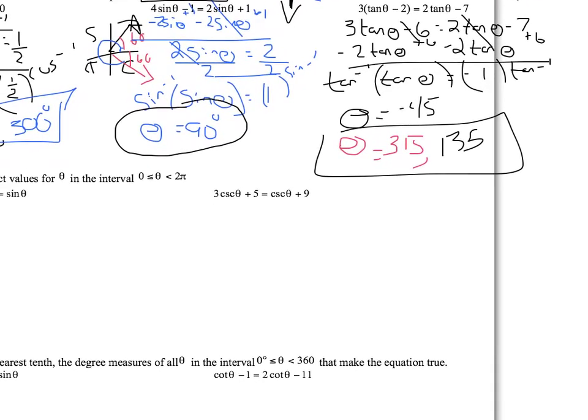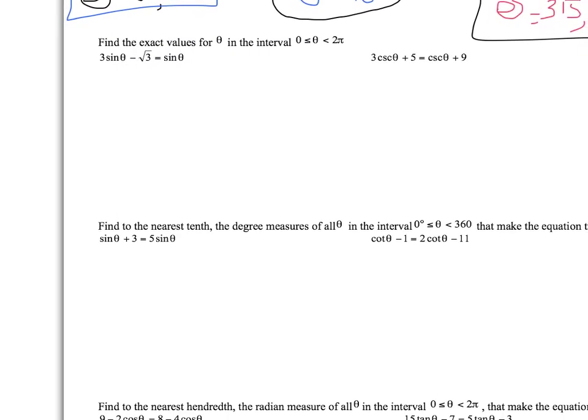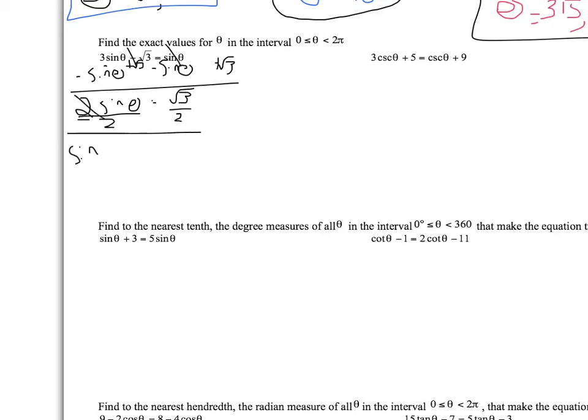Now let's practice with some more of these. Let's do this next one. 3 sine theta minus radical 3 equals sine theta. I'm going to move the sine theta to the left, and I'm also going to add the radical 3. So I'll have 2 sine theta equals radical 3. I'm going to divide by 2. So sine theta equals radical 3 over 2. And then inverse sine.